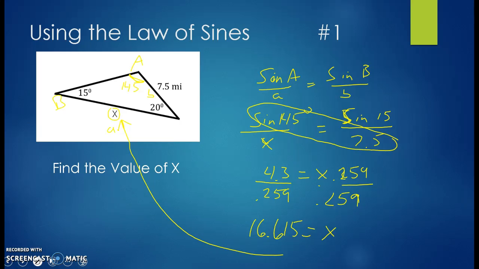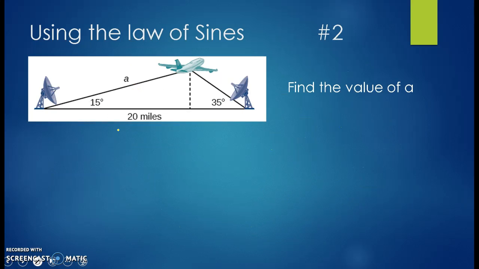Let's take a look at another example. Suppose I want to figure out the value of A. How far away is this plane from that radar? I have these two angles, 15 degrees and 35 degrees. I know that the 35 degrees is opposite A. I'm going to need to figure out this angle here, because it would be the angle opposite my 20 miles, which is the distance that I do know.